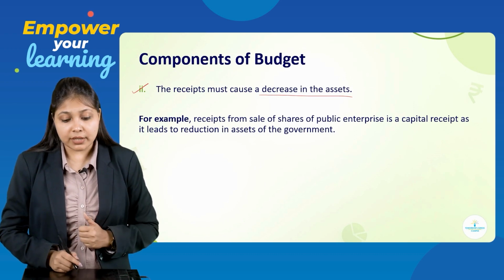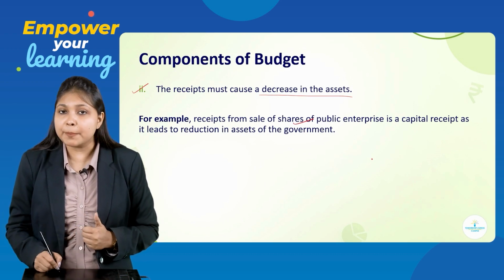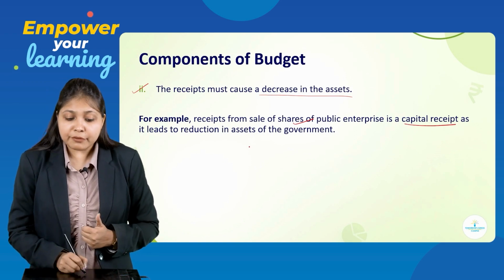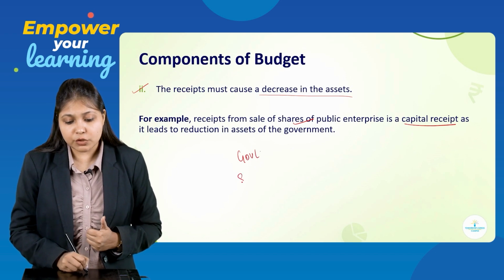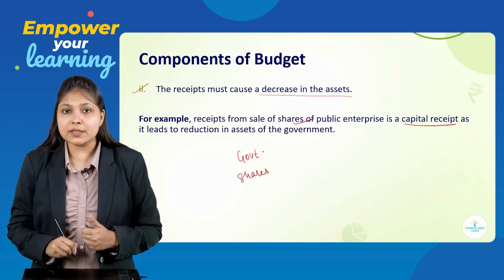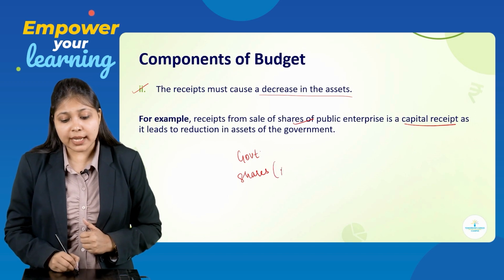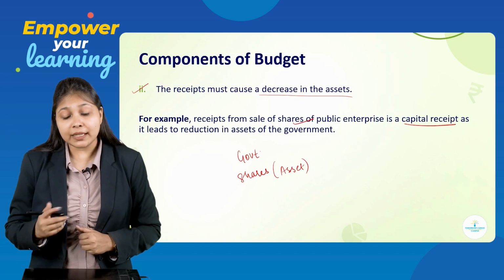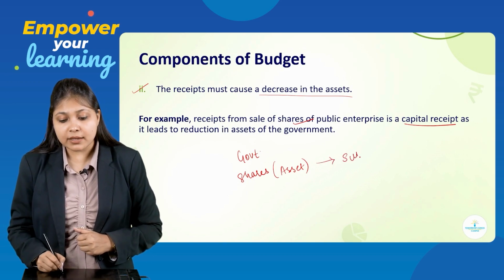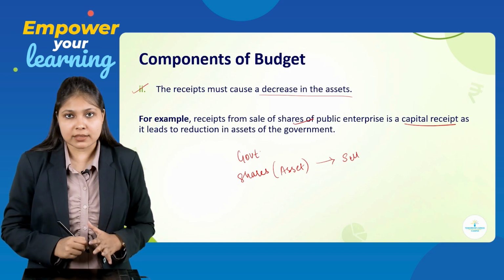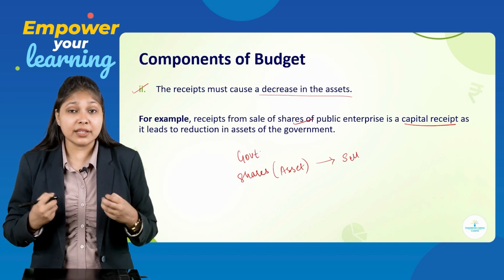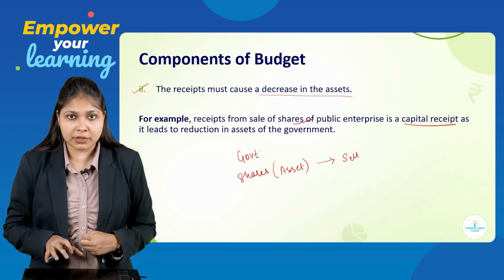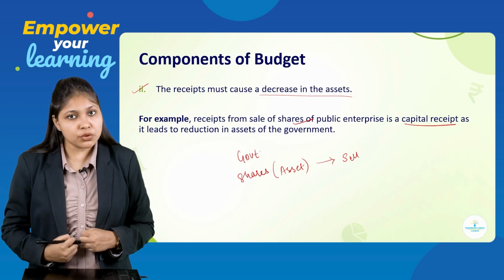The example here is that receipt from the sale of shares of a public enterprise is a capital receipt as it leads to a reduction in the asset of the government. For example, there are shares which belong to the government. We know that shares are nothing but a form of asset for the government. But what if in future the government sells these shares? When the government is selling away these shares, the reduction of asset is happening. That means these shares will no longer be part of the government. So this asset has been reduced.